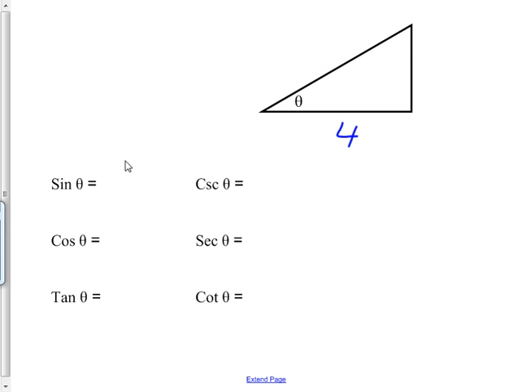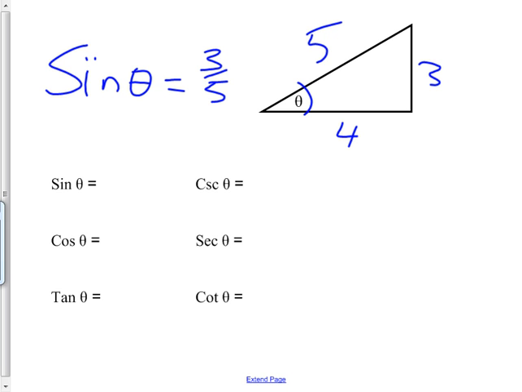So if this is a 3, 4, 5, how many degrees is that angle? Could I figure it out using trig? Yes. What you do is you say, okay, let's say I want to do sine. I can do sine of this angle. Sine of this angle, if you don't know the angle, you put theta, equals sine is opposite over hypotenuse, 3 over 5. Did I do that right? I think I did. Okay.